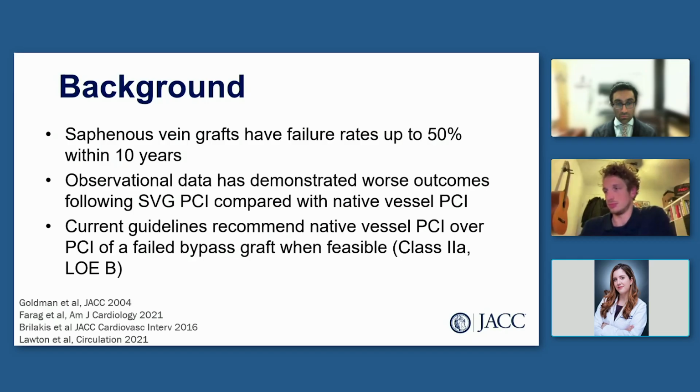And so the most recent ACC/AHA guidelines on intervention on post-CABG vein grafts have a class 2A, level of evidence B recommendation to intervene upon the native vessel over a failed bypass graft when it is feasible. And so that is really the current standard of care, and that is based on large observational data. So next.